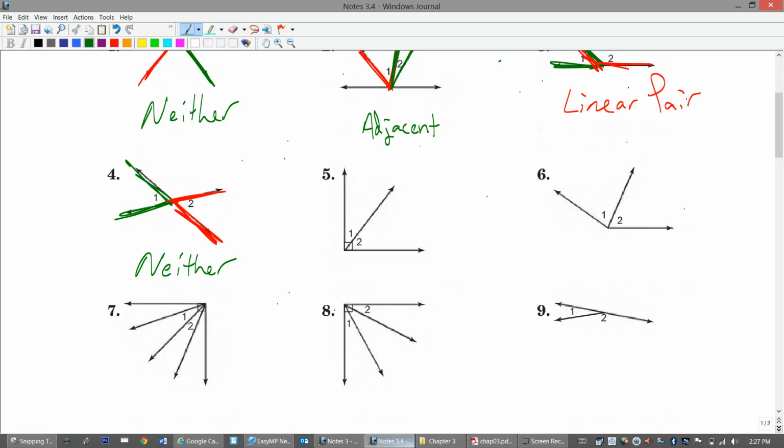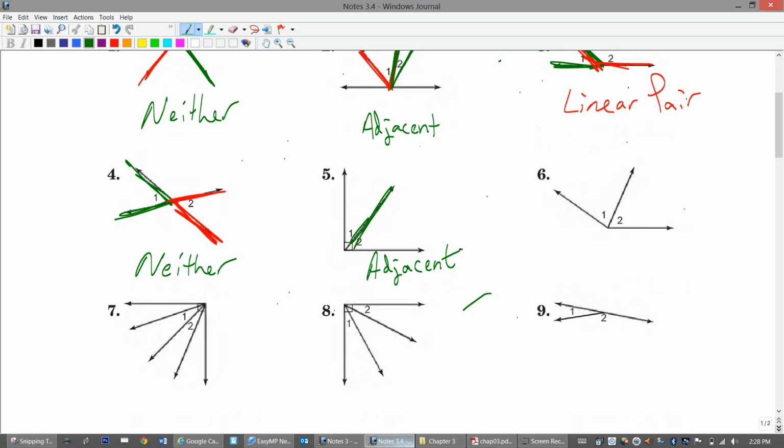Okay. Number 5, adjacent. Yes, adjacent. They share a common ray. Linear pair? No, it forms a right angle. But they are adjacent. By the way, those have a special name too. They're called complementary, if their measures add to 90 degrees. We'll learn about that later in this chapter as well.